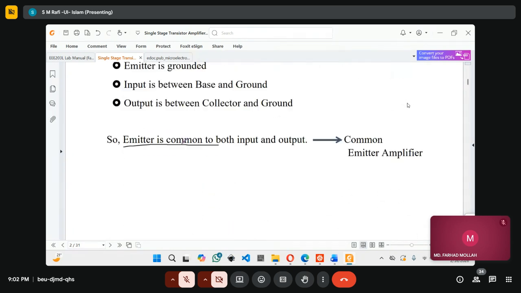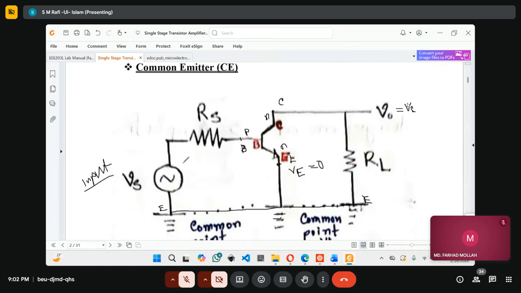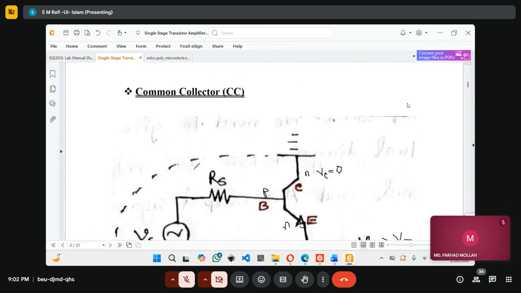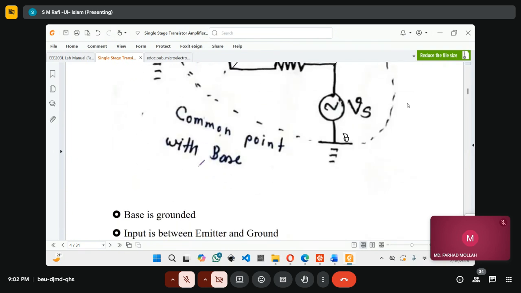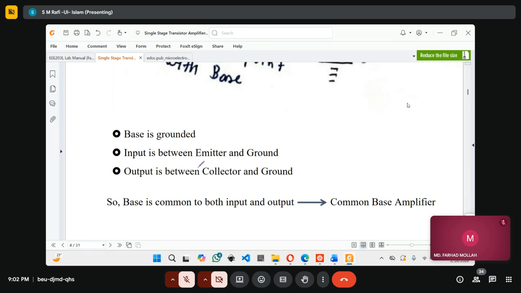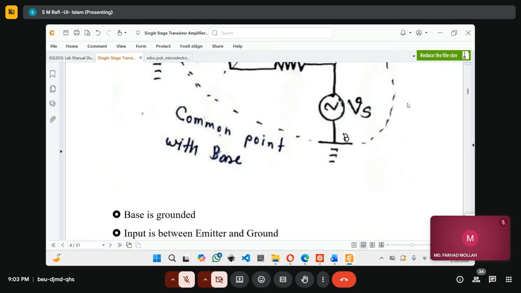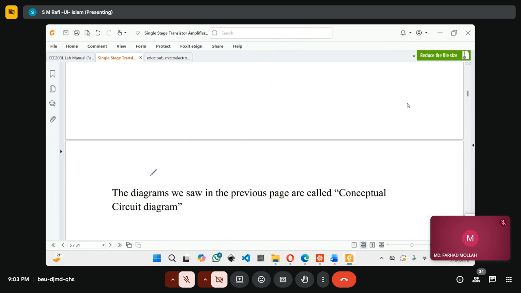Basically, we'll be focusing more on the common emitter configuration, because it is widely used for amplification. But these are configurations people should know: what is meant by common base, common emitter, or common collector configuration. It might be a bit difficult to understand at first, but if you read it a couple of times, you will find some similarities between these configurations.